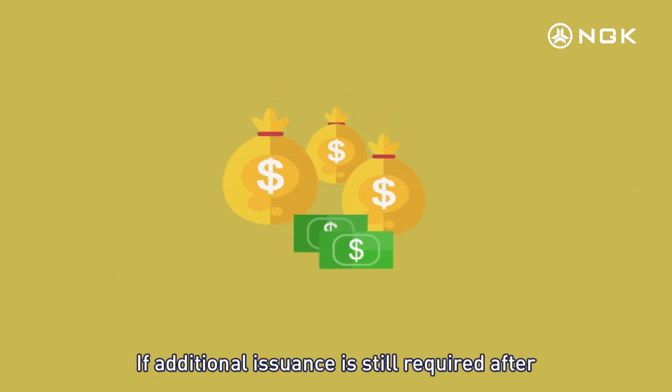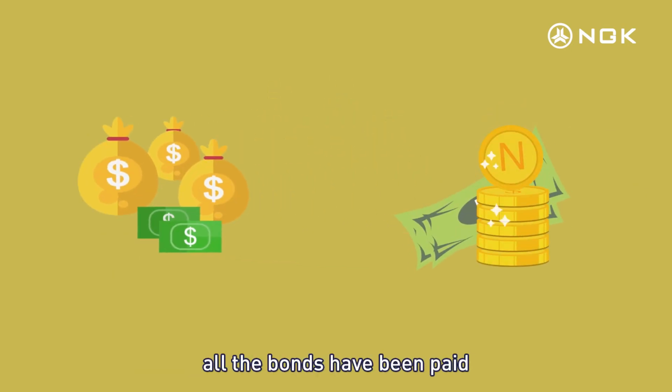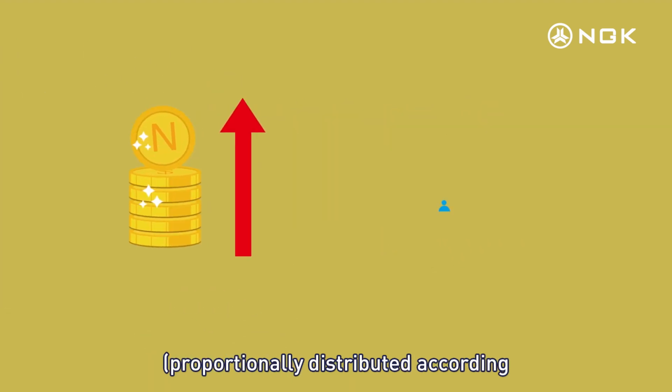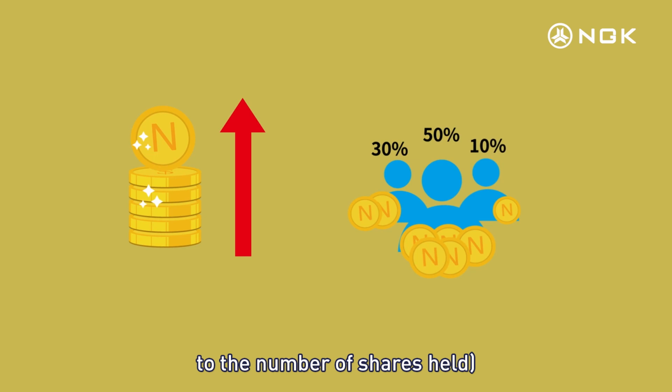If additional issuance is still required after all the bonds have been paid, the system will reward the holders of the USDN equity index, proportionally distributed according to the number of shares held in accordance with the smart contract.